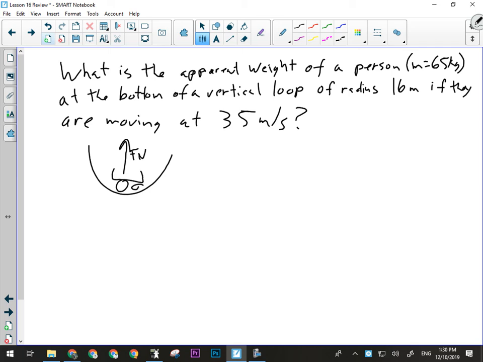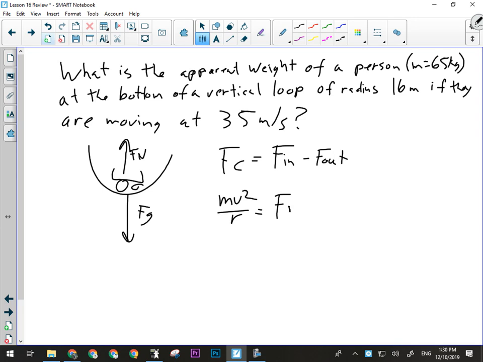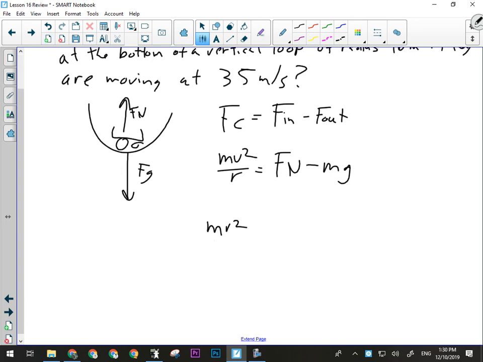Okay, so normal force is acting in, gravity is acting out in this situation. Fc equals forces in minus forces out for all vertical circles. So we're going to have mv squared over r equals Fn minus mg. I'm trying to find apparent weight, so what do I have to do with mg? No, I don't want to cancel it. I want to add it over to the other side, right? I'm subtracting it right now. So I'm going to have mv squared over r plus mg equals Fn. This is why Fn is so big at the bottom of a circle.